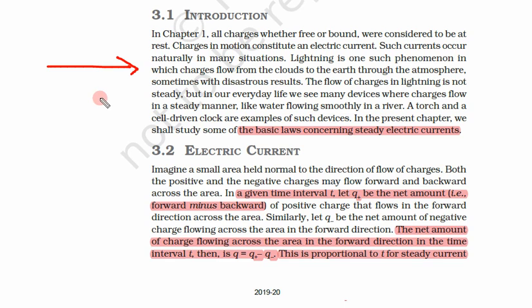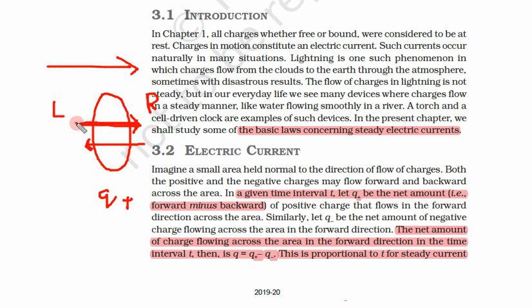So positive, this was the area. Positive charges were moving from left to right as well as right to left, in both directions, and we are assuming that the flow from left to right is more and from right to left is less. Hence total Q positive charges are moved from left to right. This is left, this is right.